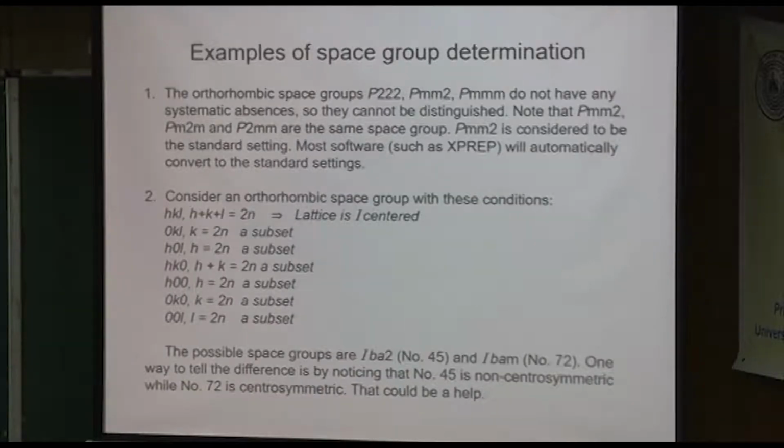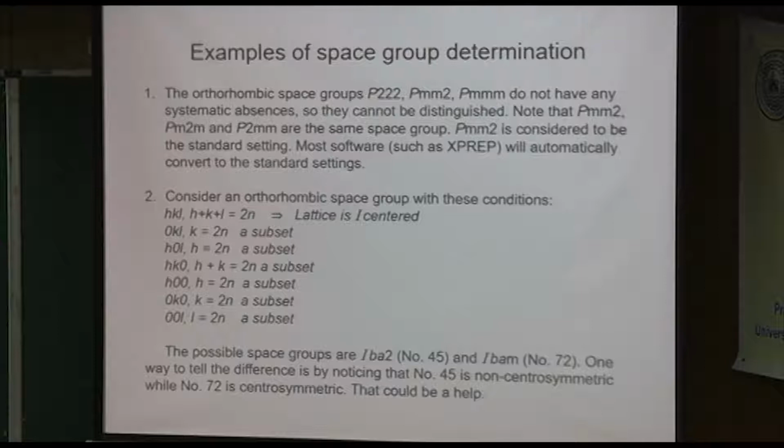So here's an example. The orthorhombic space groups P222 and PMM2, PMMM do not have any systematic absences. There's no translation. PMM2 is considered to be the standard setting, so even though the other ones give you the same result, we don't use it. And XPrep will output the correct one.